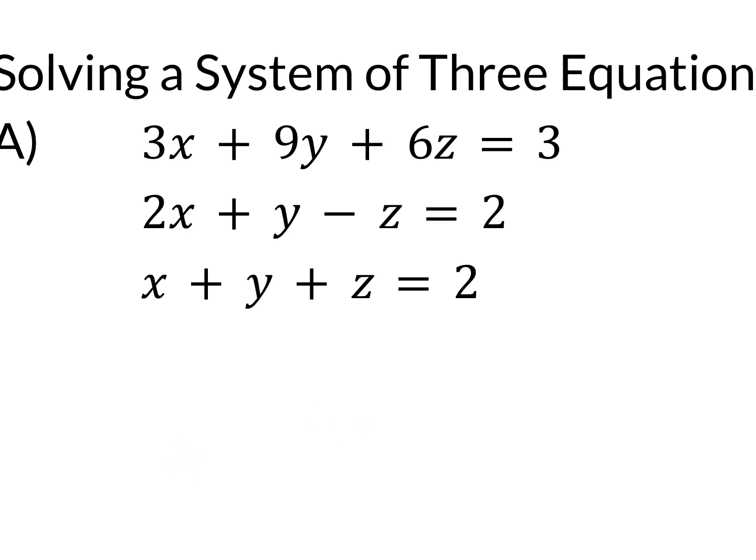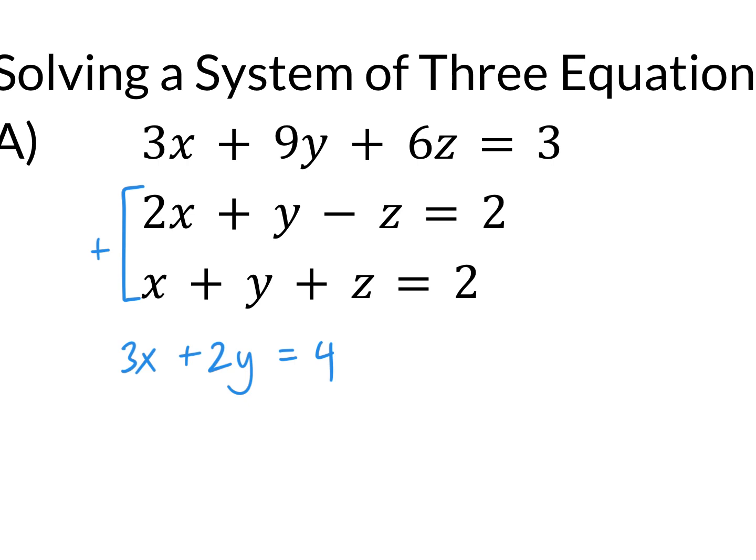So I'm going to go ahead and add these 2 equations together. And when I add these 2 equations together, I get 3x plus 2y, and my z's go away, and that equals 4. Okay, so I have one new equation.